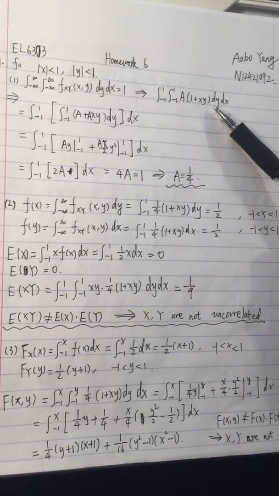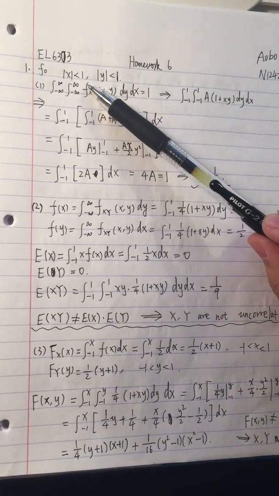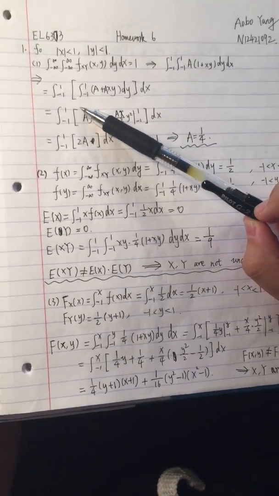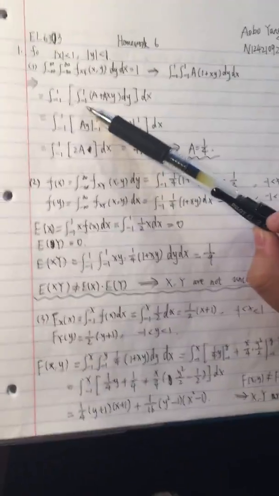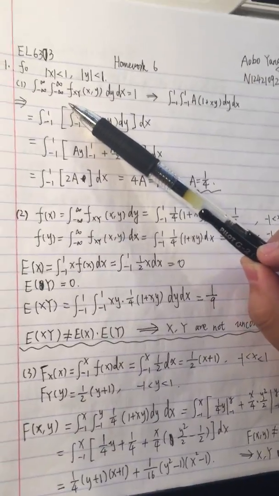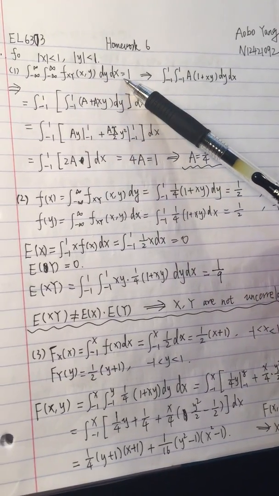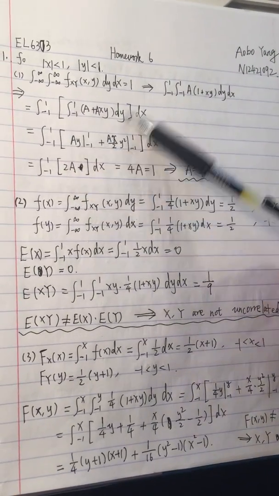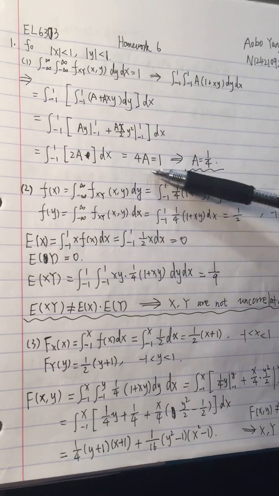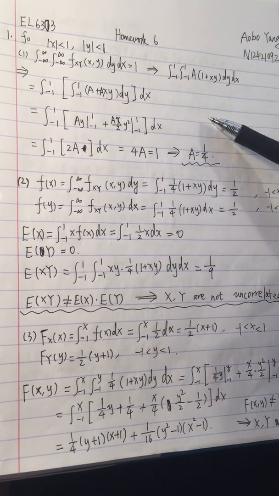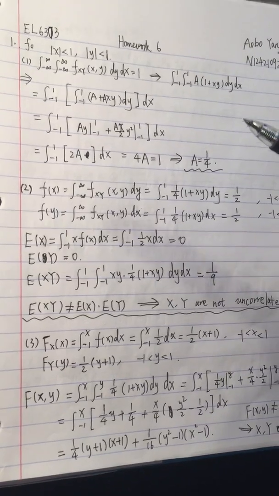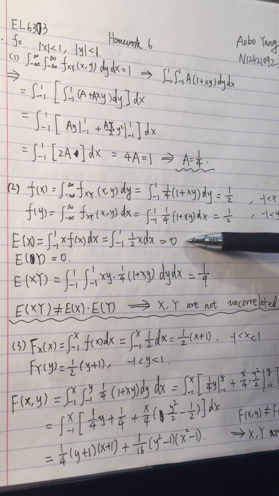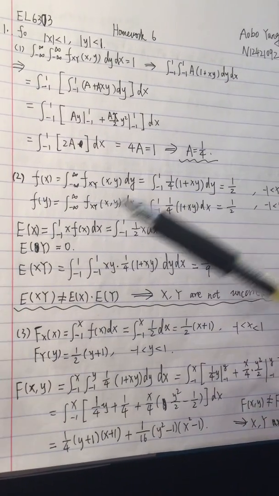For the first question, we have that x is between minus 1 and 1, and y is between minus 1 and 1. First we need to find a for a valid joint density function. That means the integral over x and y of f(x,y) is equal to 1, where x is from minus 1 to 1 and y is from minus 1 to 1. After calculating, we easily get that 4a equals 1, so a equals 1 divided by 4.